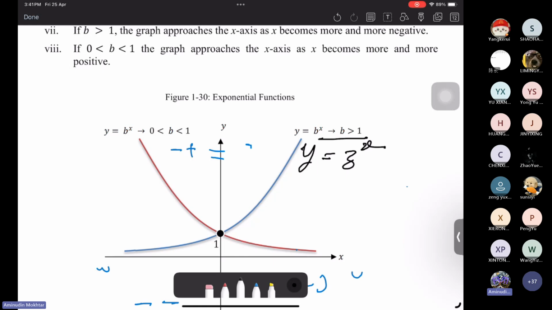The second case is when b is between 0 and 1. What happens to the graph? The graph will be like this. We can say that the graph approaches the x-axis as x becomes more and more positive.